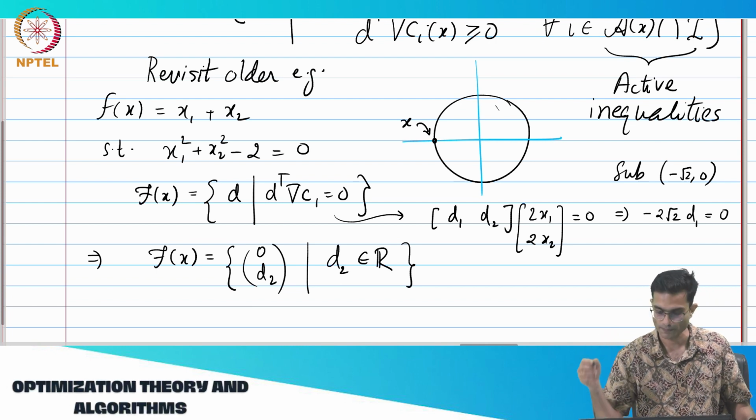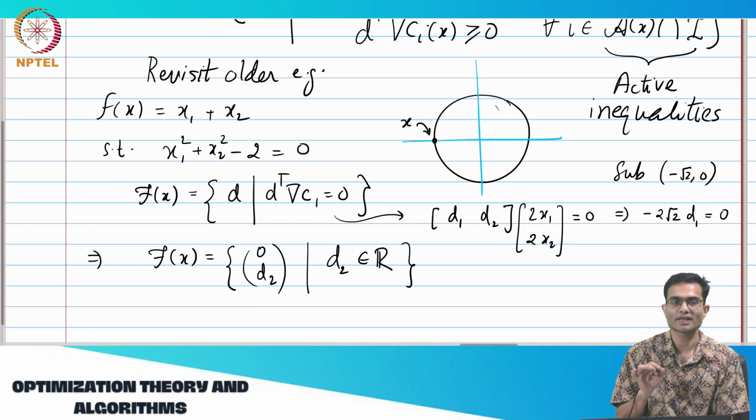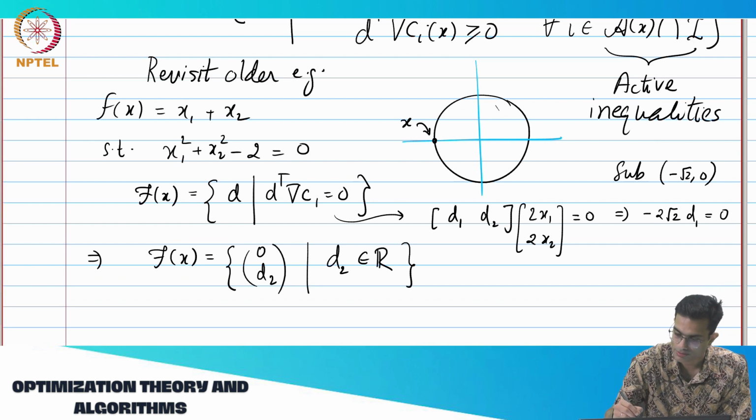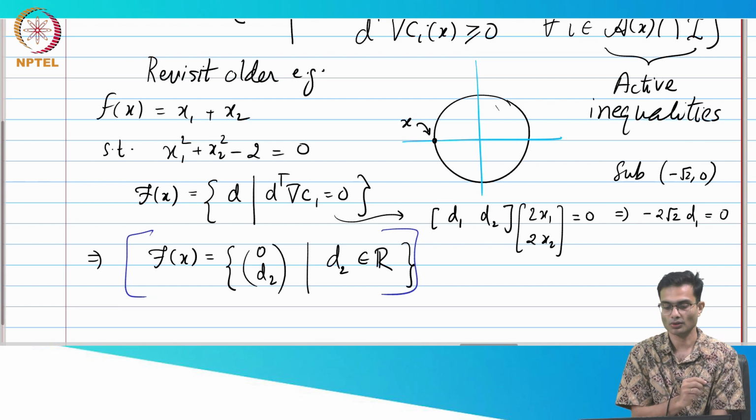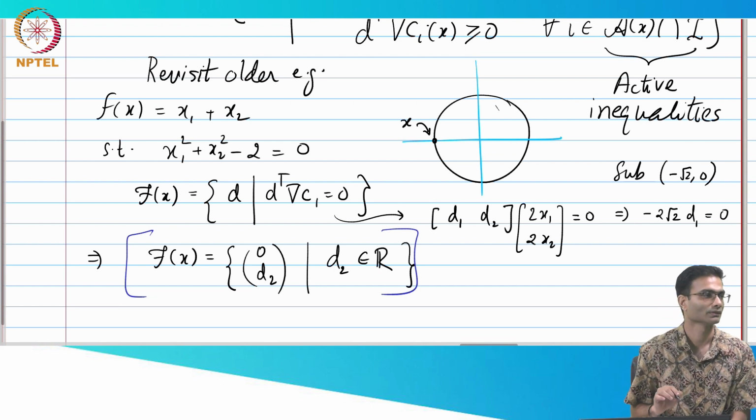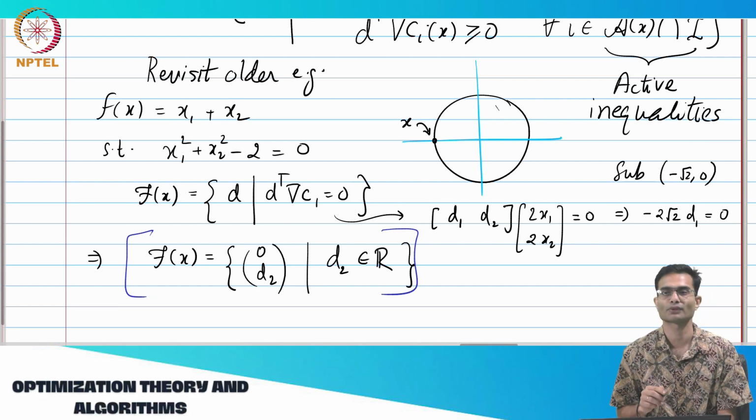Everyone with me so far? So what is this saying? If I were to draw this, if I ask you to draw this feasible set at this point x, what will you draw?